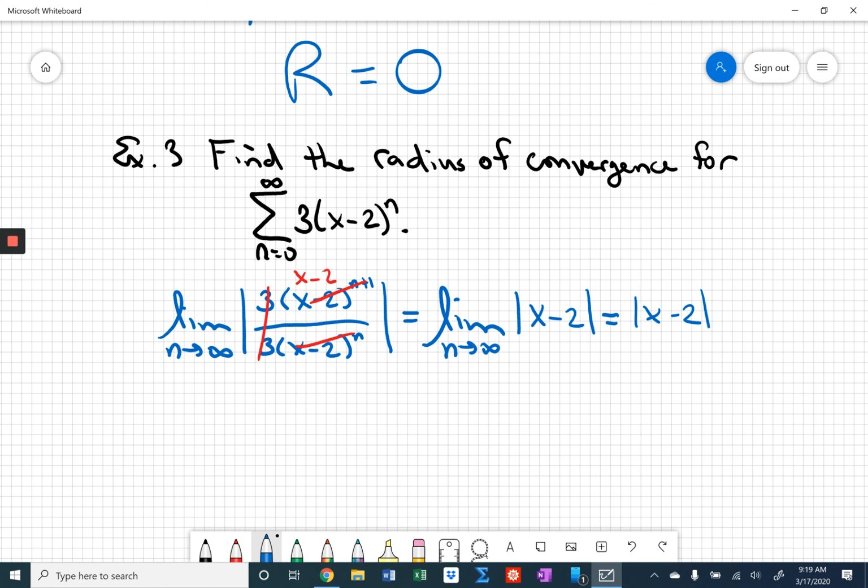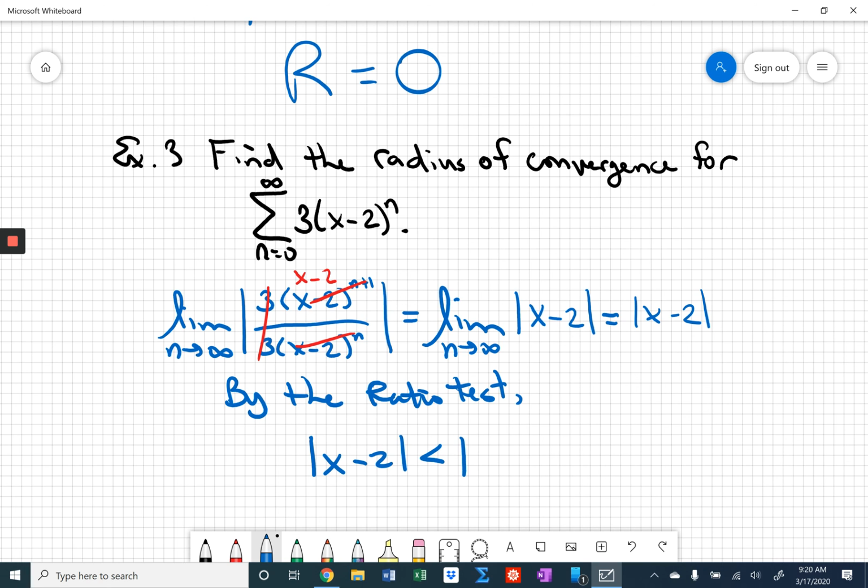All right, what does that mean? Well, remember, we're using the ratio test, and so the conclusions we draw have to come from the ratio test itself. The ratio test tells us that the series will converge when that limit comes out to a value less than 1. So I'll write this down: by the ratio test, this series will converge when the absolute value of the quantity x minus 2 is less than 1.